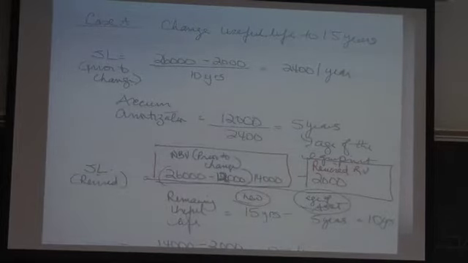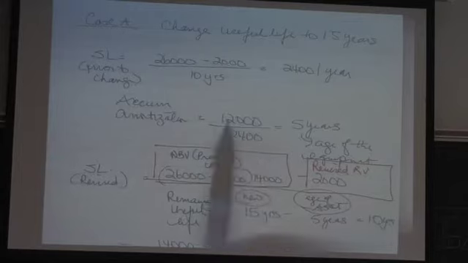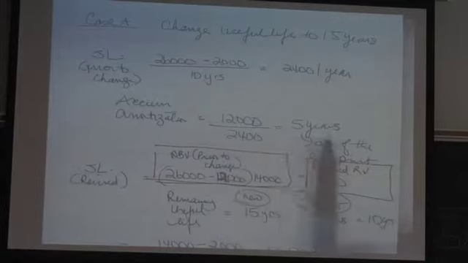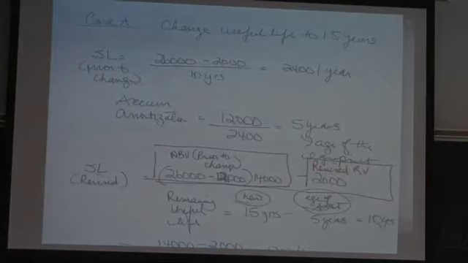Now, we can confirm that the asset is 5 years old by looking at the cumulative amortization expense divided by the amortization expense per year to give us the number of years that the asset would have already been amortized. So that's the age of the asset.